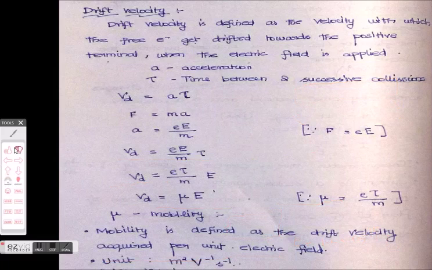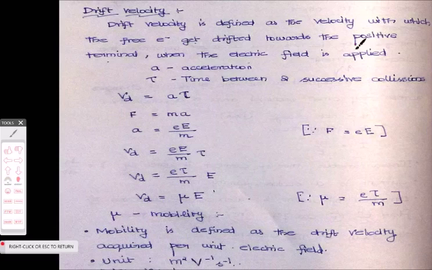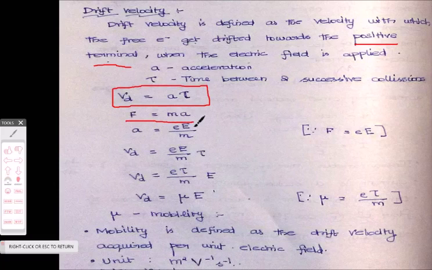What is drift velocity? Drift velocity is defined as the velocity with which the free electrons get drifted towards the positive terminal when the electric field is applied. Let a be the acceleration and tau the time between two successive collisions. Then drift velocity is equal to acceleration into tau. We know that F is equal to ma, mass into acceleration. So a is equal to eE by m, since F is equal to eE.